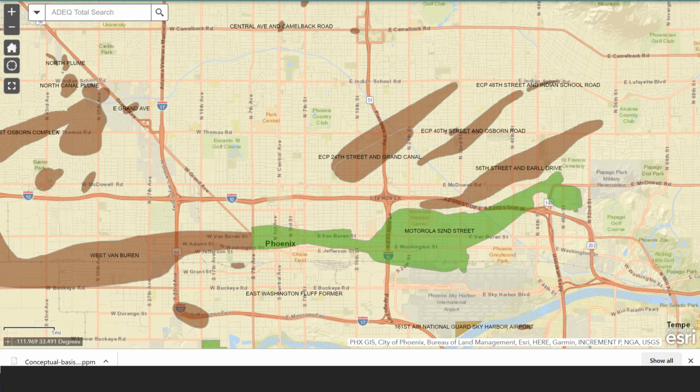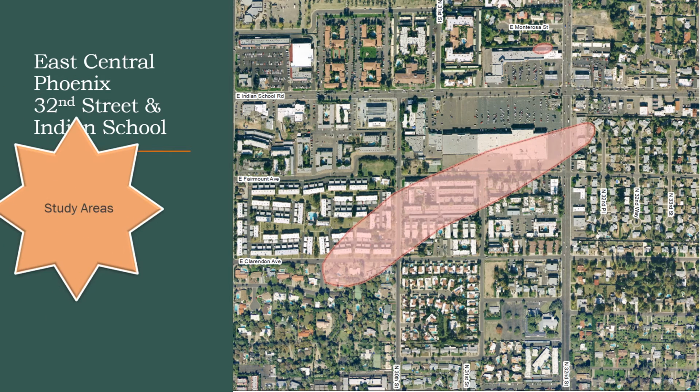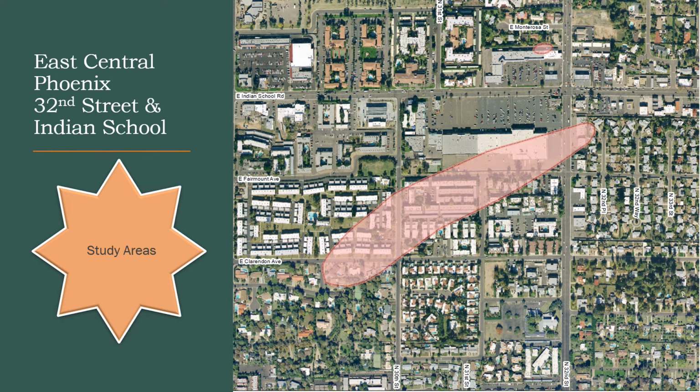And the project that we're doing is the East Central Phoenix, which is up in the top sort of right hand side. This was the understanding of what we knew of the plume when we started the project. This is 32nd Street and Indian School Road.